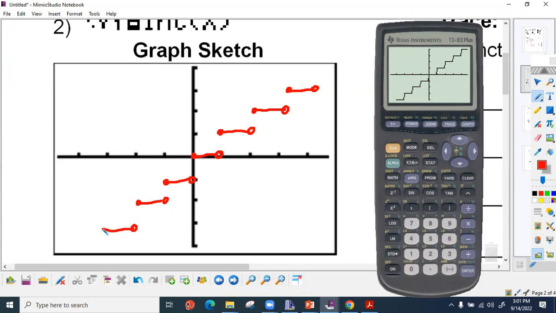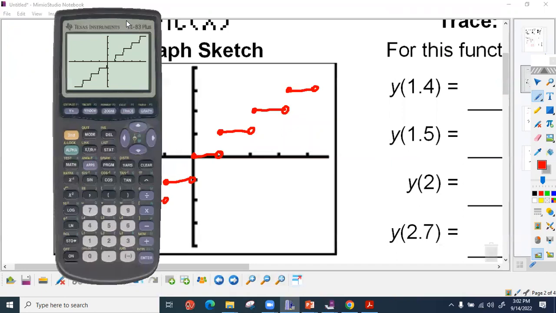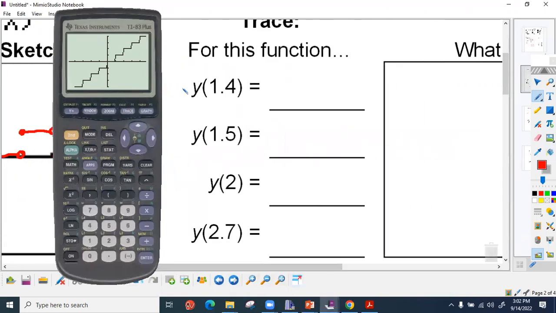So with the greatest integer, how it works is that no matter what it is, it's just going to be whatever that integer is. So even if I had 1.5, it's still just gonna be 1. 1.6 is still gonna be 1. 1.7 is still gonna be 1. That's how the greatest integer function works. So here, 1.4 is 1, 1.5 is 1, 2.7 is 2. That's how the greatest integer function works.